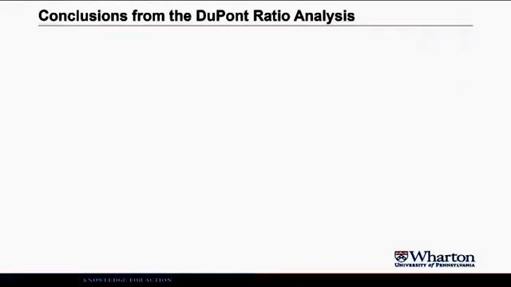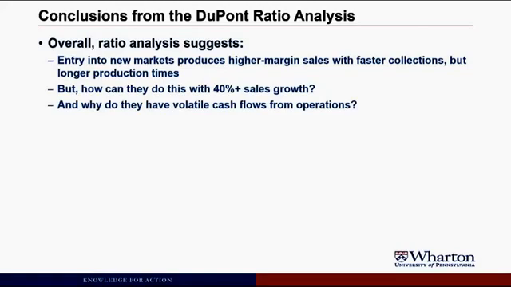So what are the overall conclusions that we can draw from this DuPont ratio analysis? It seems that for Plainview, the entry into new markets has produced higher margin sales with faster collections, and those faster collections are potentially allowing them to take advantage of discounts, but they have much longer production times and have to hold much more inventory. There's still a couple puzzles out there. How are they able to do this with 40% and higher sales growth? And why is their cash flow from operations so volatile, or as we said before, squirrely?